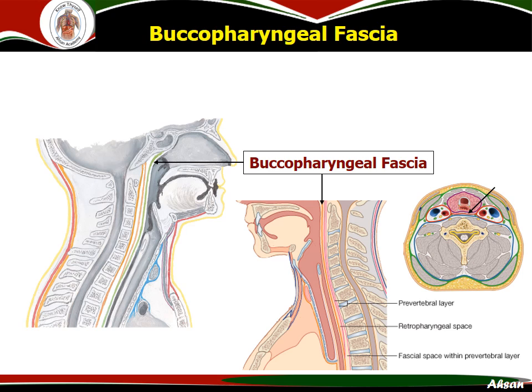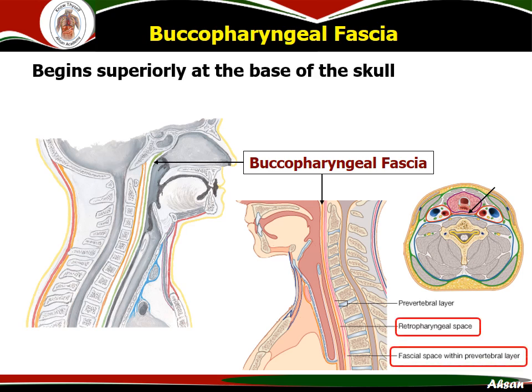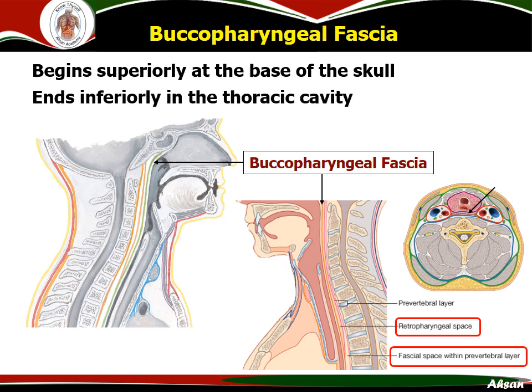You can see in the figure the posterior layer on the right side cross section showing the layer of the visceral fascia that lies behind the pharynx and esophagus. This extends from the base of the skull downward to the thorax. So this is known as buccopharyngeal fascia, and it is attached superiorly to the base of the skull and inferiorly it goes to the thorax to fuse with the soft tissue of the mediastinum.